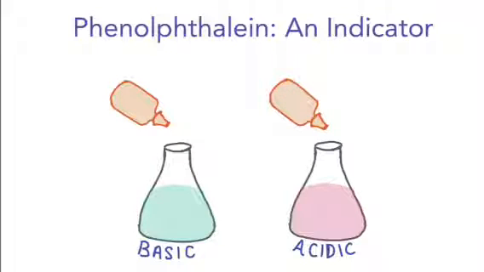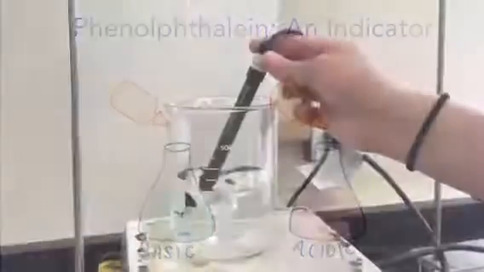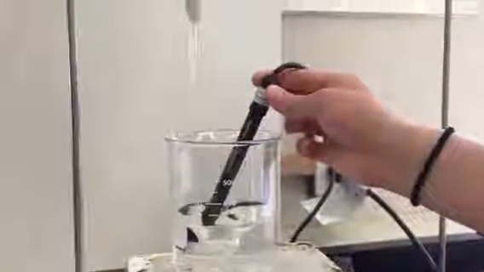In order to visualize the progress of our titration, we'll use the indicator phenolphthalein. This indicator makes the solution appear blue-green when basic and turns pink when acidic. Don't forget your goggles, it's time to start titrating.